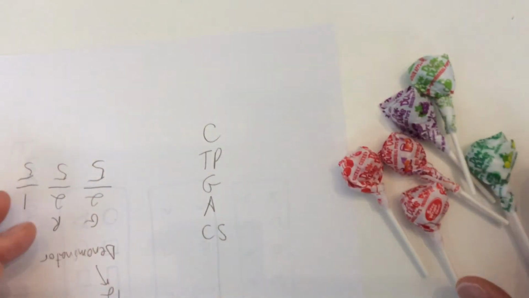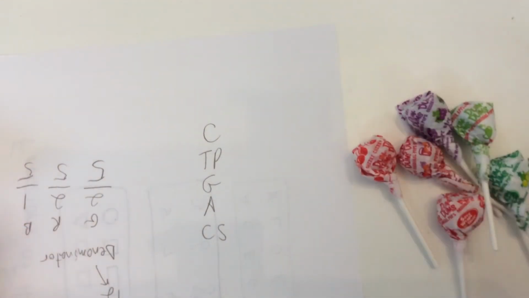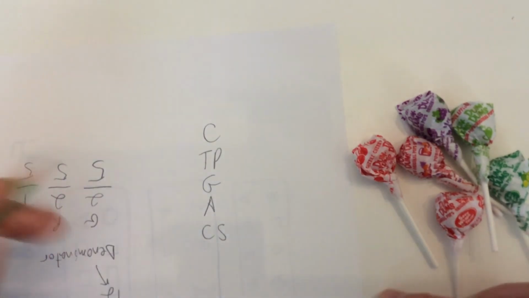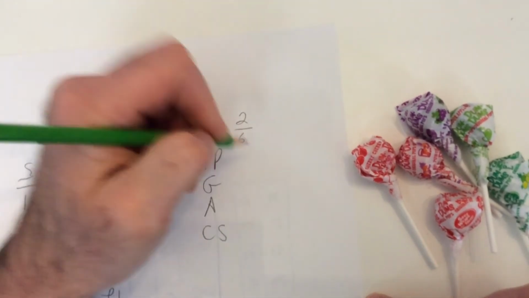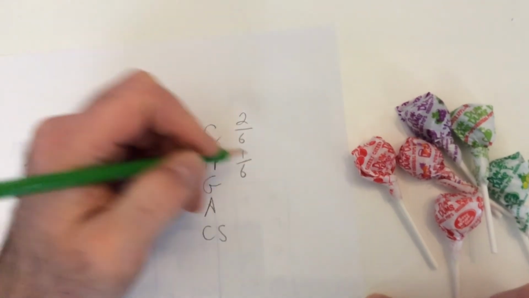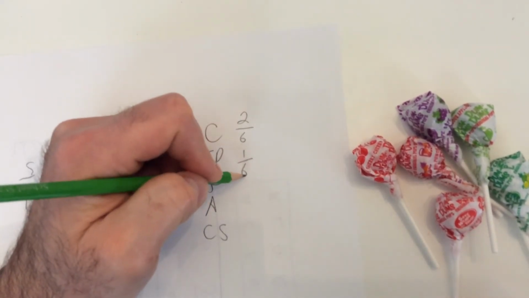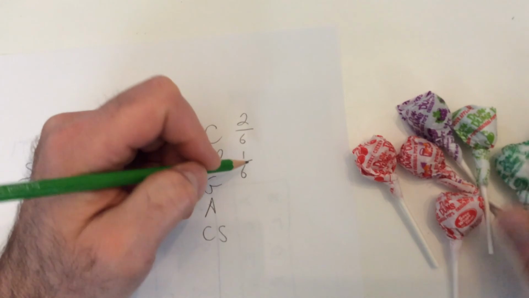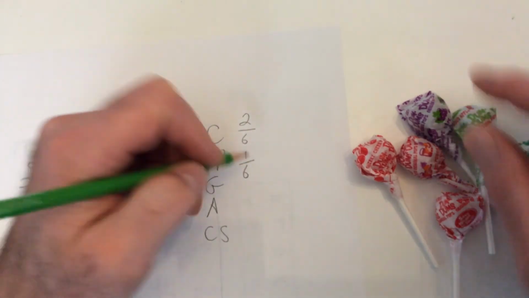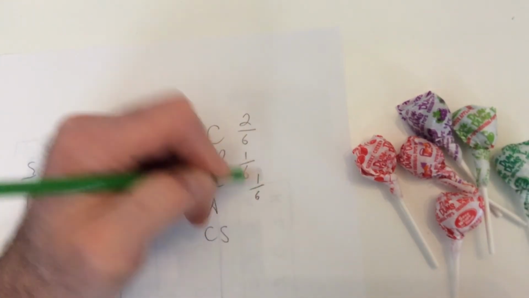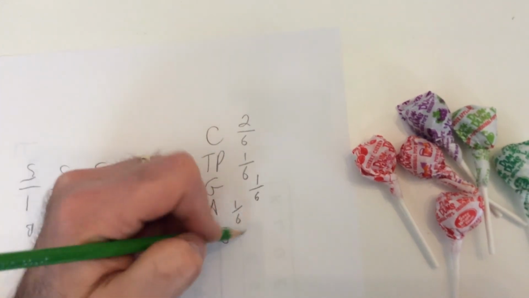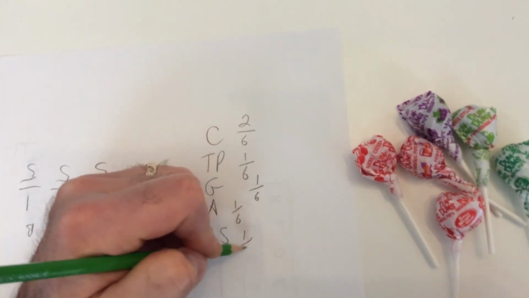So I have 6 of them, and I can write a fraction for each of those, right? For the cherry, I've got 2 out of 6. Tropical Punch, 1 out of 6. What was it? Green apple? No. Grape. Grape, 1 out of 6. Apple, 1 out of 6. And then cream soda, 1 out of 6.